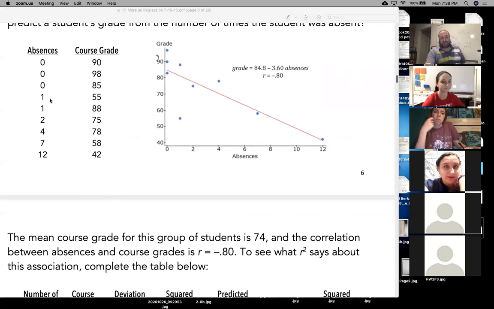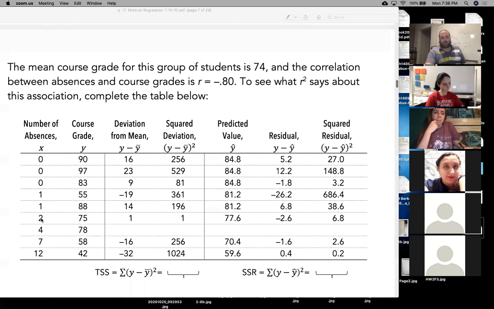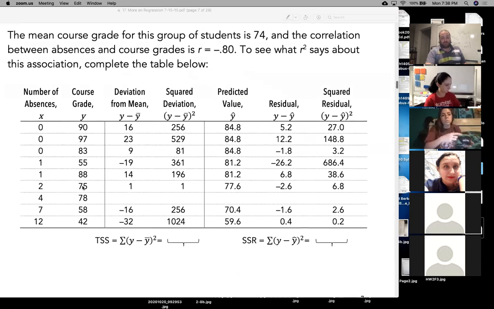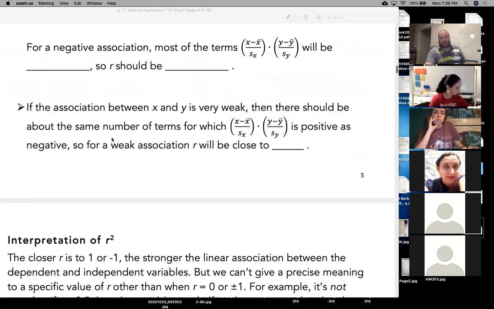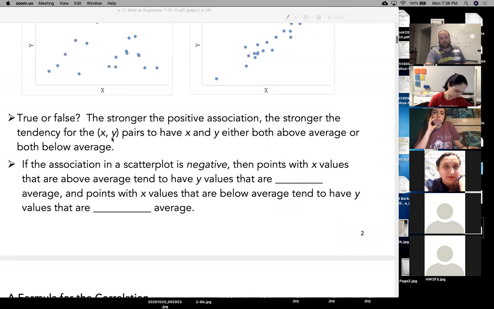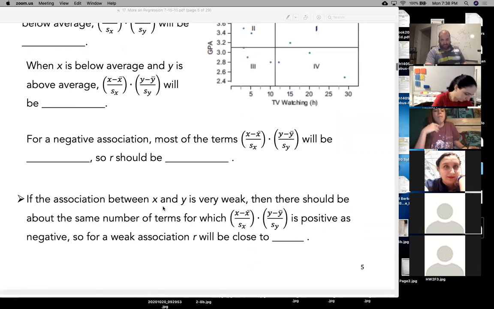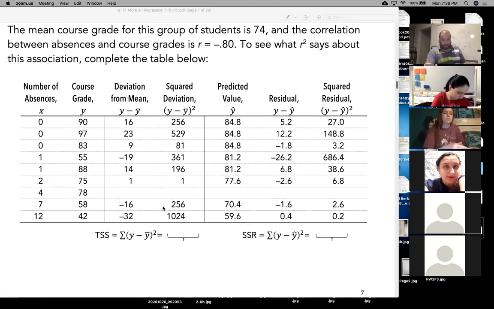So let's actually do this particular example. The X values are absences. We have 0, 0, 0, 1, 1, 2, 4, 7, 12. The course grades are 90, 98, 85, 55, 88, 75, 78, 58, 42. So we have all the X values and all the Y values. If we go back to the formula, the first thing we must calculate is X bar, Y bar, SX, and SY. That's doable even before correlation. We did that long ago.